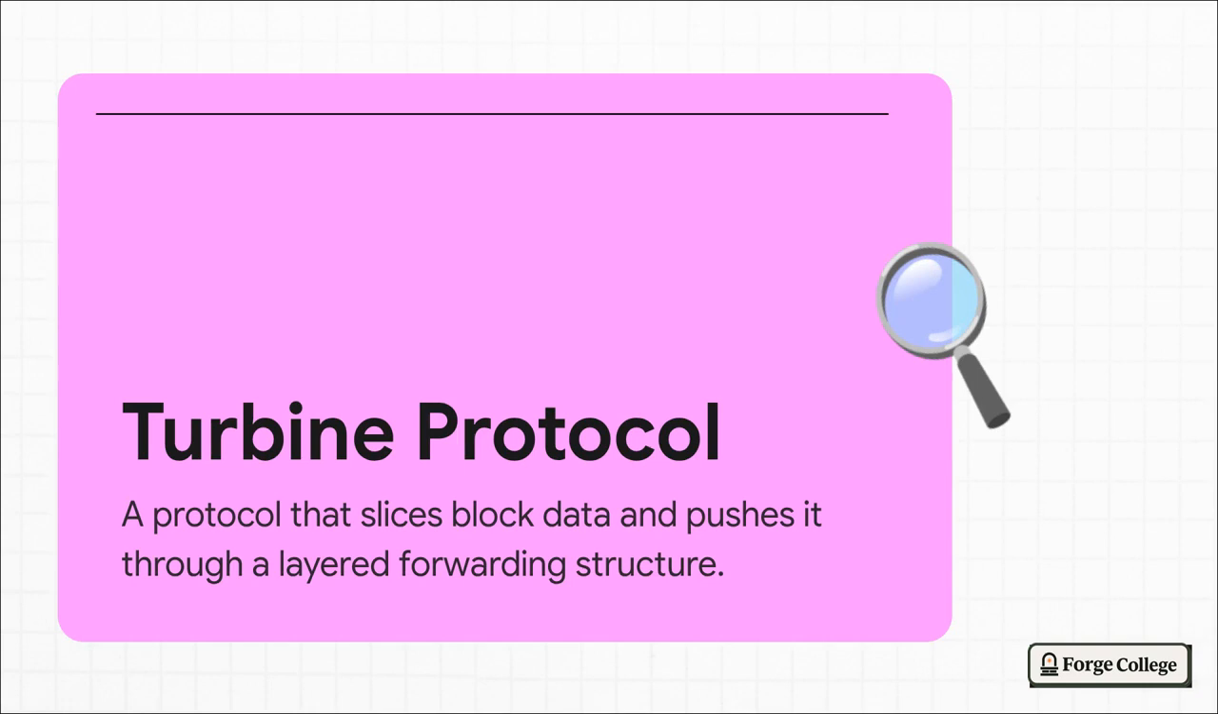Enter Turbine. This is the elegant mechanism acting as the distribution engine for the entire network. Now, the definition sounds pretty simple, but it is incredibly powerful in practice. Turbine doesn't just send raw data. It literally slices it up and pushes it through a very specific, layered forwarding structure. It completely takes the burden off of a single node and distributes that workload across the entire network.